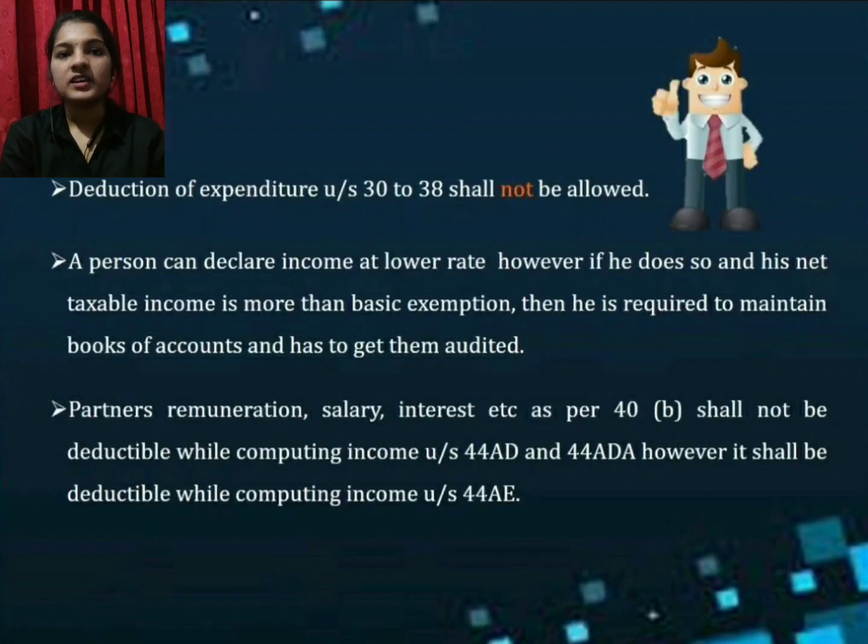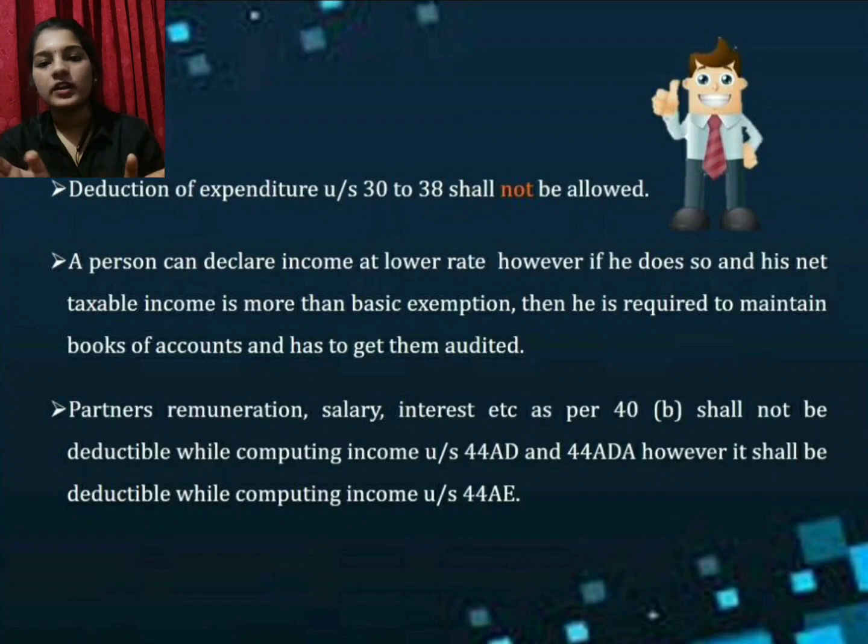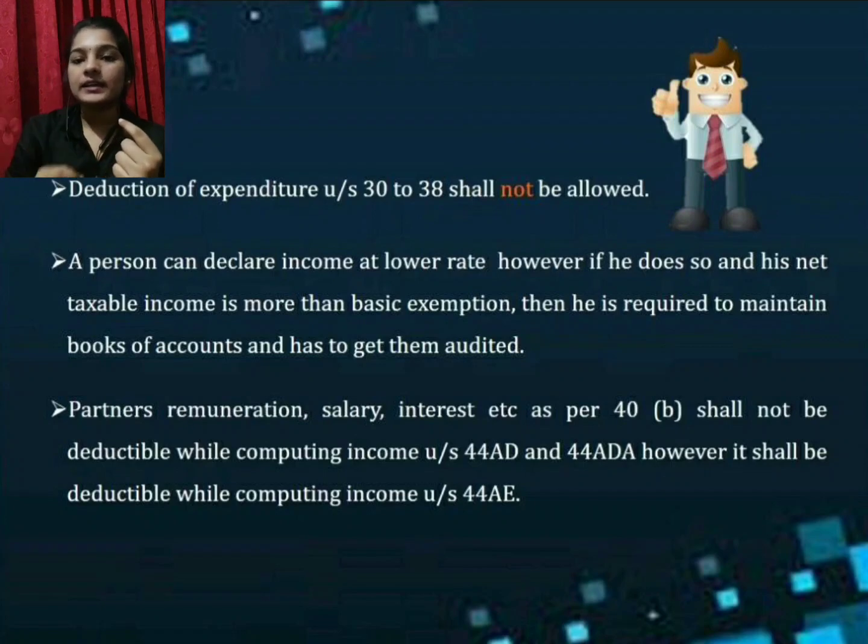Next point. Deduction of expenditure under section 30 to 38 shall not be allowed. That is, no further deductions, including depreciation, will be allowed to the assessee. Next, a person can declare income at a lower rate. However, if he does so and his net taxable income is more than the basic exemption, then he is required to maintain books of accounts and get it audited.